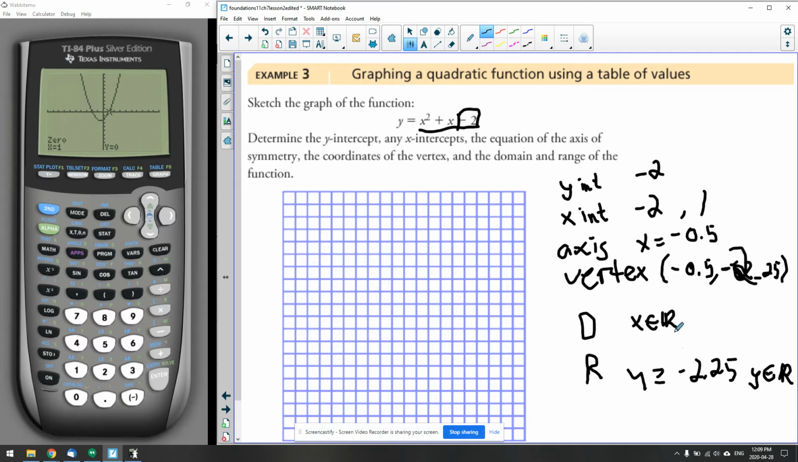For parabolas, domain is x is an element of the reals, and range, in this case y will be greater than the minimum value. So we look at our y value from our vertex. Y is greater than or equal to negative 2.25, and again y is an element of the real numbers.